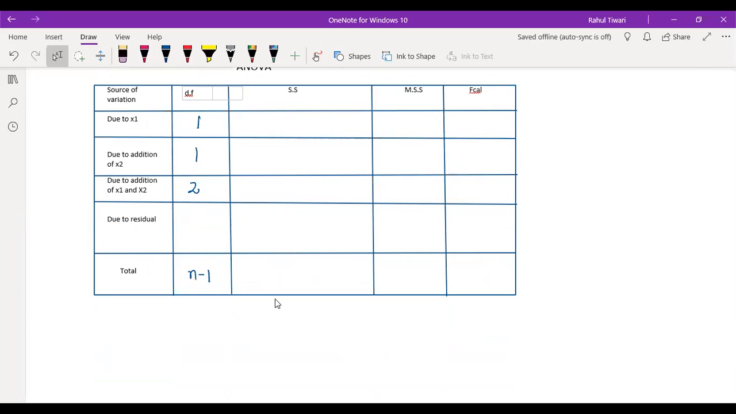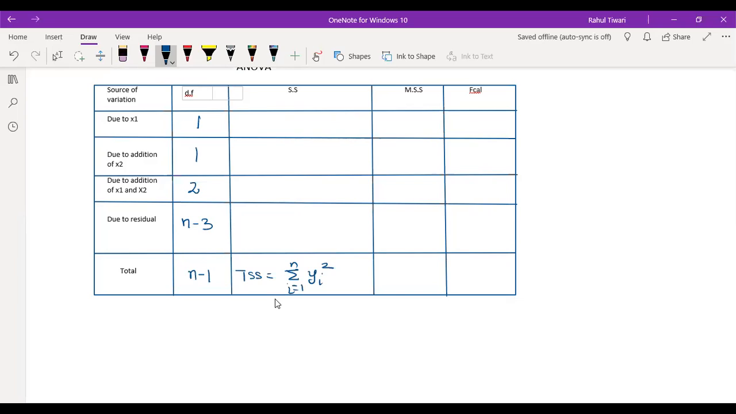So if I take the difference of n minus 1 with the degrees of freedom due to addition of x1 and x2 together, that is, if I add up these two quantities, I'll get this quantity. So this minus this quantity is going to be n minus 3. What about TSS here? TSS is equal to the summation of yi square, where i runs from 1 to n.